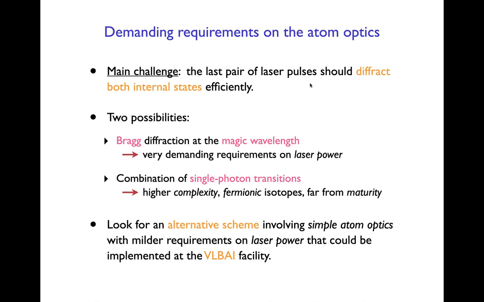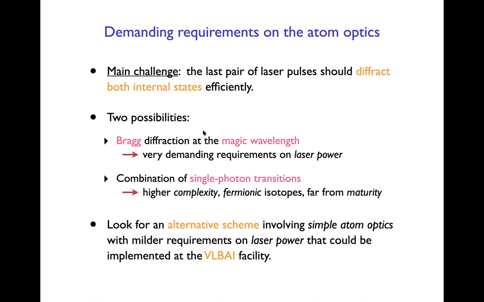But having a single laser pulse, or the same beams with a given laser frequency, that can efficiently diffract these two different internal states in this context, where you can get the large signal, for these energy differences that correspond to an electron volt, these states that are used in optical atomic clocks, that is not so easy. So you have basically two ways of doing that.